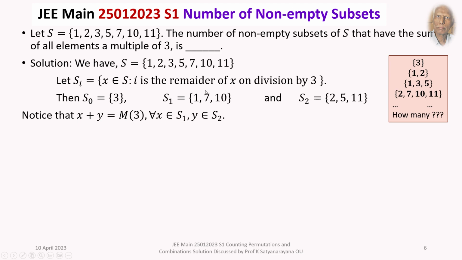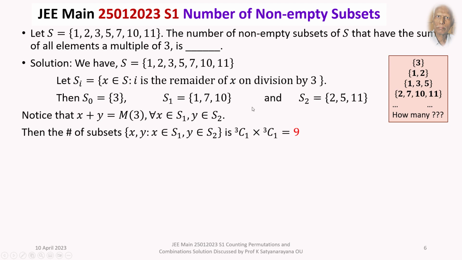For example, you take 7, there is 11, 7 plus 11, 18 is a multiple of 3. Like that. That means you take one element from S1, one element from S2, add, is a multiple of 3. So how many subsets can you get? One element out of 3 multiplied by one element out of 3, that is 3C1 into 3C1, that is 9 subsets you will get. 9 subsets you will get.